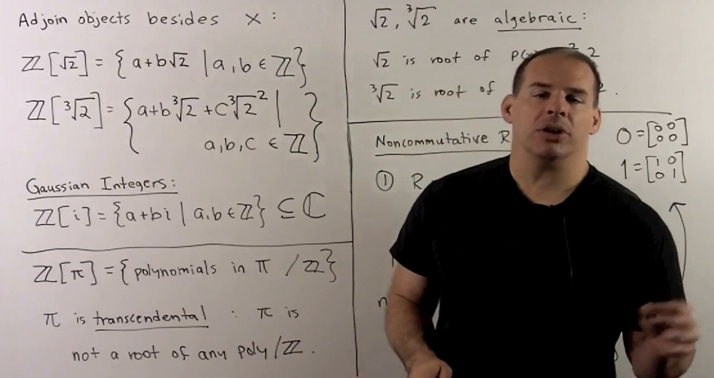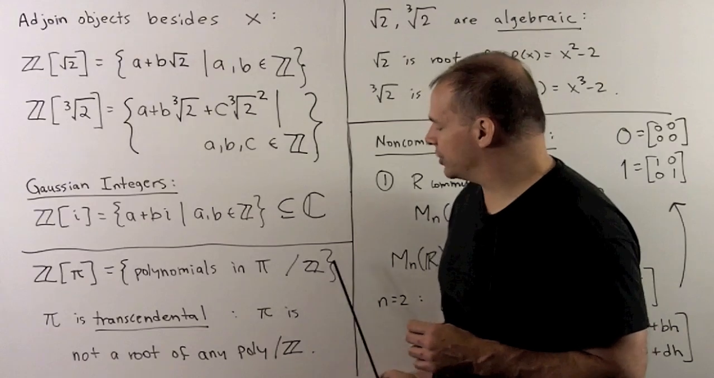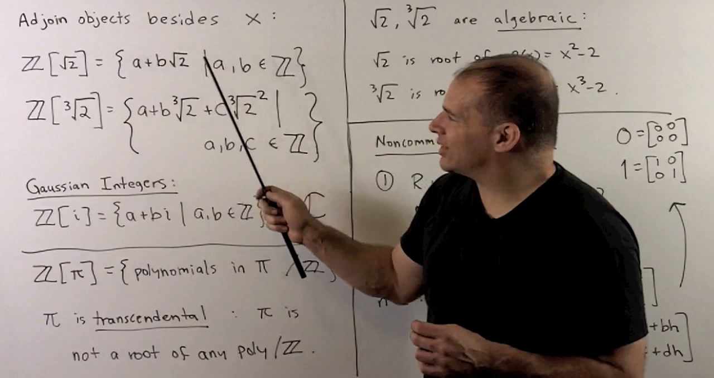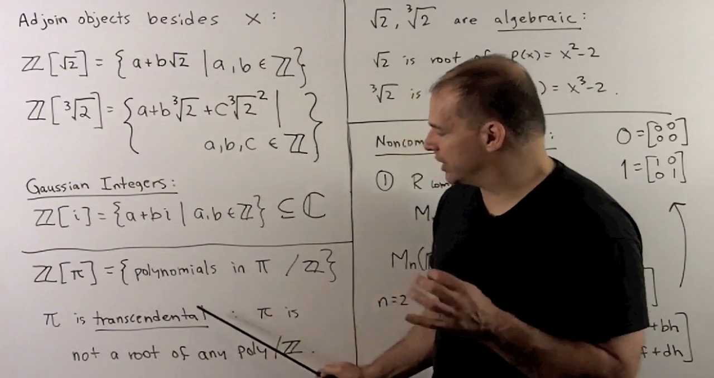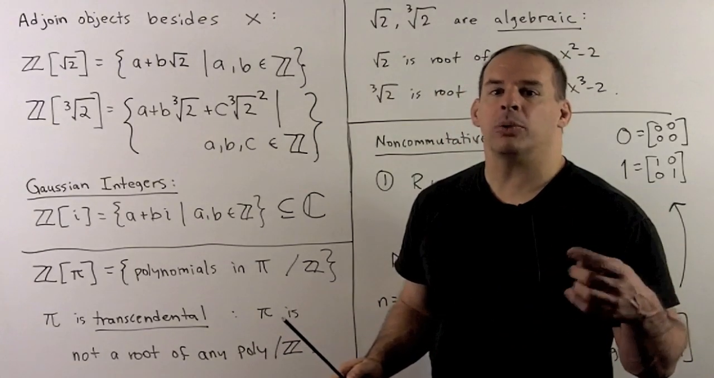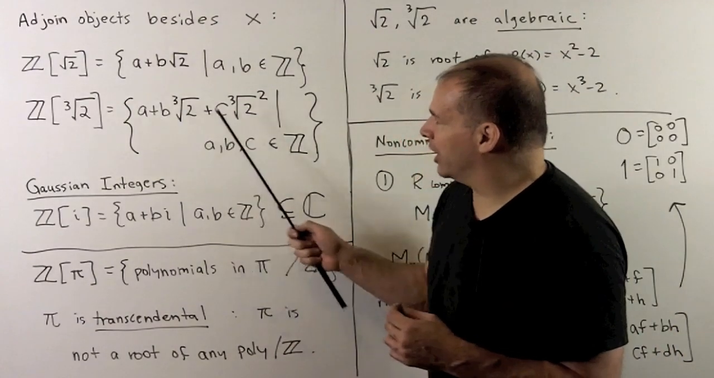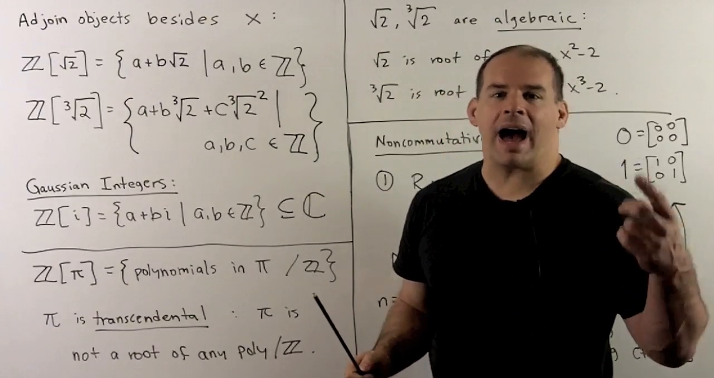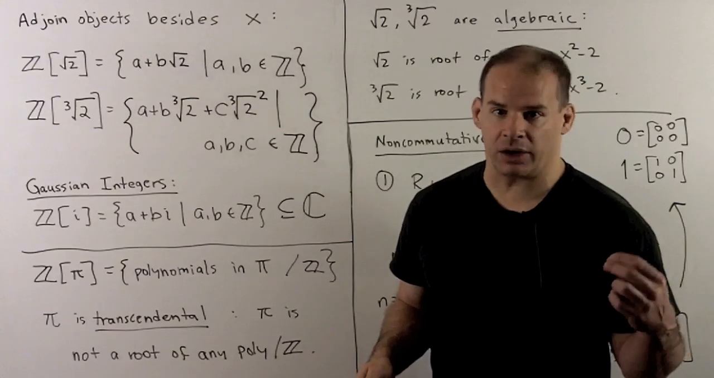Consider the example Z adjoin pi. So this is going to be the polynomials in pi with coefficients in the integers. We won't have a description of these that's as simple as these three examples. Okay, the idea is pi is a transcendental number. So that means pi is never going to be a root of a polynomial with coefficients in the integers. So we're not going to be able to have a description like one of these three. In fact, if we adjoin pi, okay, this is almost the same as just adjoining x. And we'll make that precise later on.